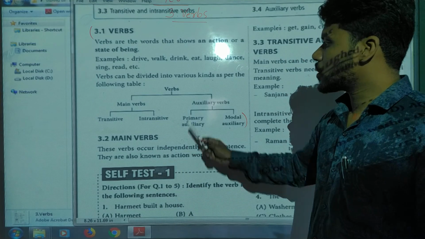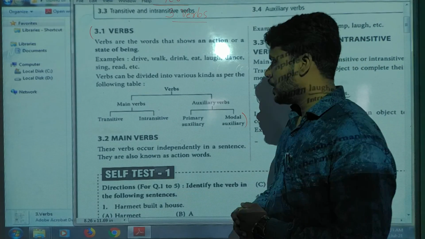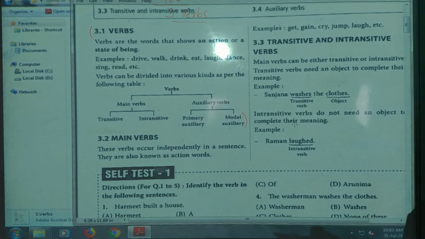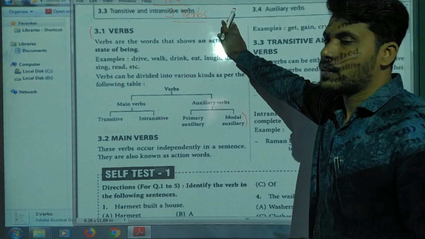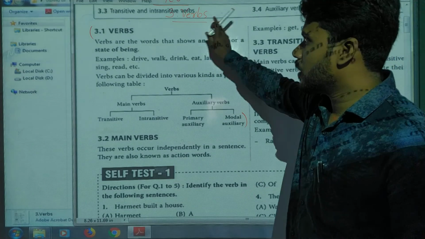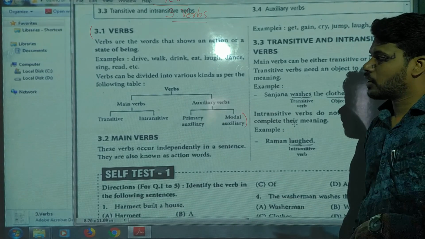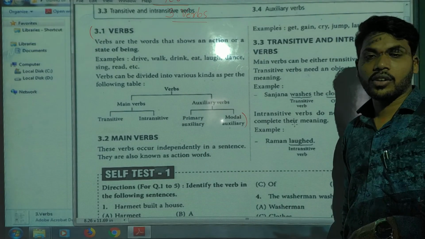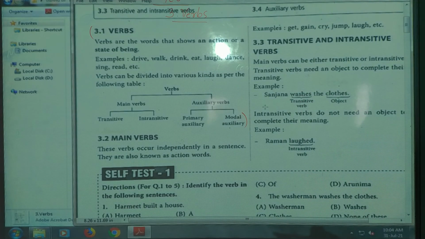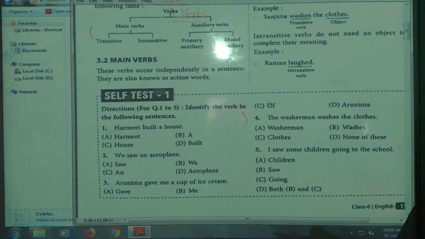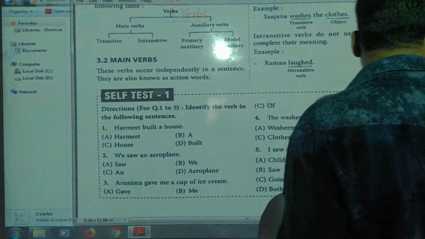In these verbs, first one is what? Main verbs. What is a main verb? That we learn now. Everybody should first write your topic name at the top of the page, then write the definition, examples and difference. This chart also you have to write in your IEO notebook. Understand? So next we are moving to the first one, main verbs.